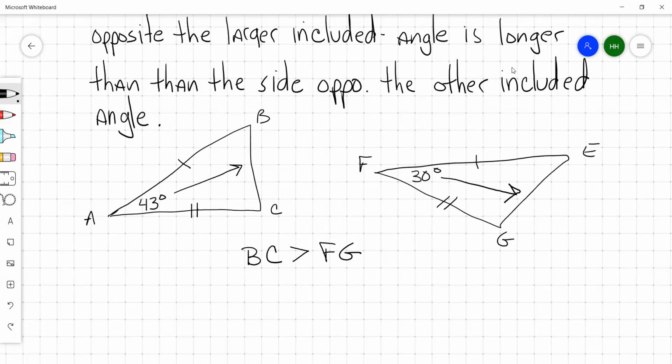And that should make sense to you, right? If this angle on the left opens up 43 degrees, it's going to create a side length that is longer than an angle that opens up 30 degrees. Does that make sense to everybody? It's like a door hinge, right? If one door is opened up a little bit and one door is opened up more, the door that has the larger angle is going to be opened up more. All right?